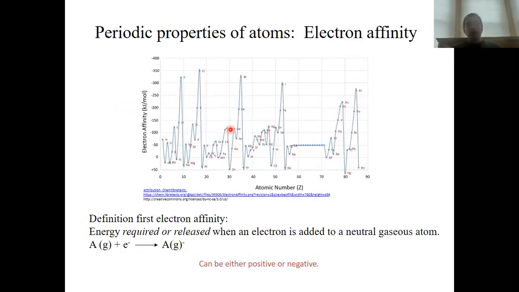Okay, so now let us look more closely at the periodic trends. And you see that it's much harder to define periodic trends for the electron affinity from this graph here in comparison to the ionization energy, and that indicates that the electron affinity is determined by multiple factors that interact with each other in a more complex way. Okay.